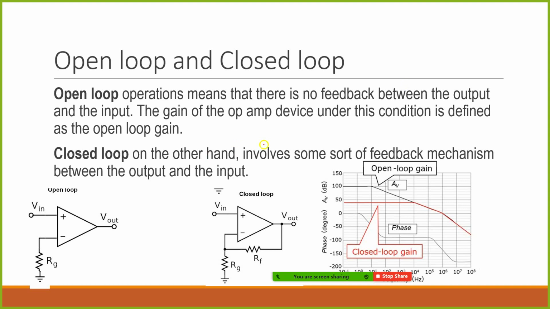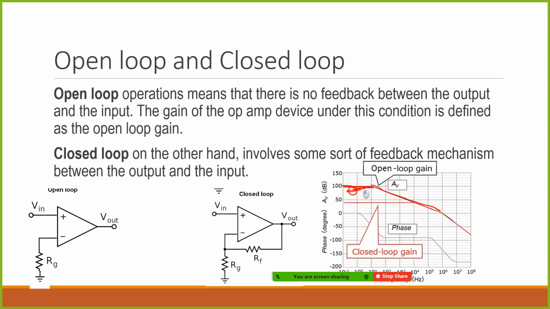Now, when you look at this graph right here, this is the open loop gain graph. Let me tell you about bandwidth. Bandwidth is the portion of the graph where the gain is constant. So from here to here, the line is constant, meaning it is a straight line going across. At this point, the line starts to dip. When it dips, the gain is no longer constant. The gain is now changing.